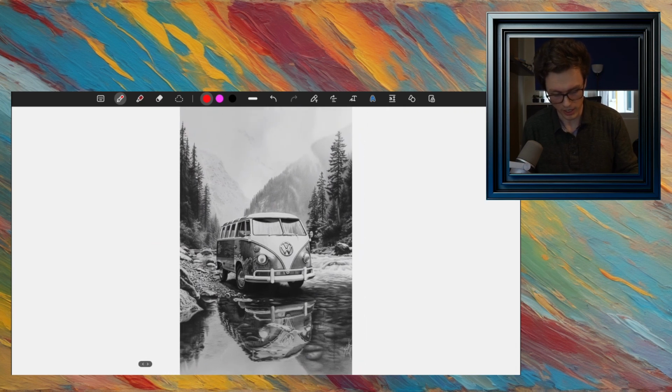This image is black and white. There's no color. There's no red. There's no pink. It is just black and white. And this image is of a van in a river or at a river, right? So we see here is the water, right? This is all water. And this is the van on the river, right on the bank here.